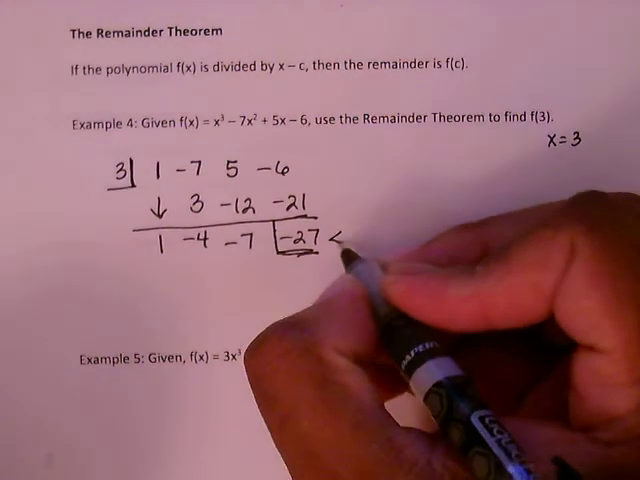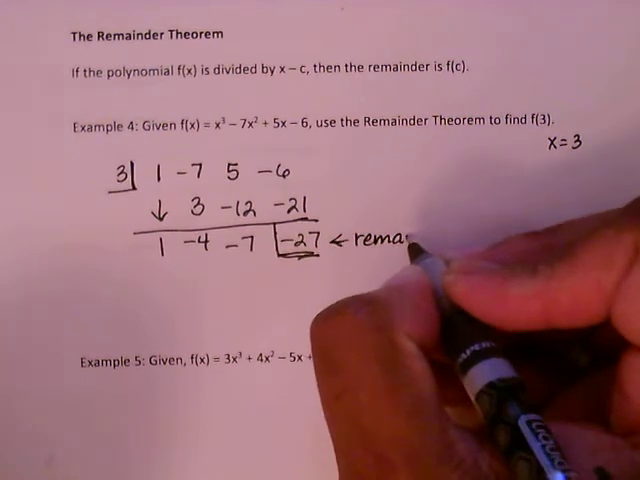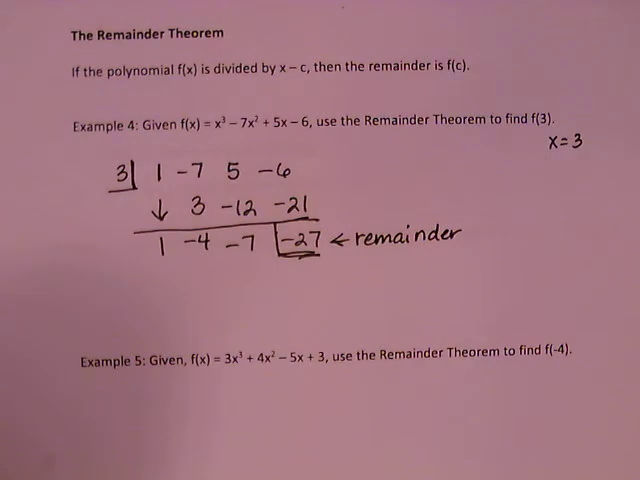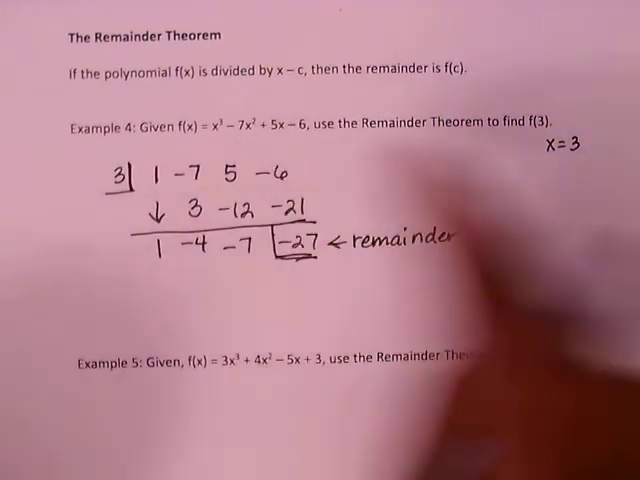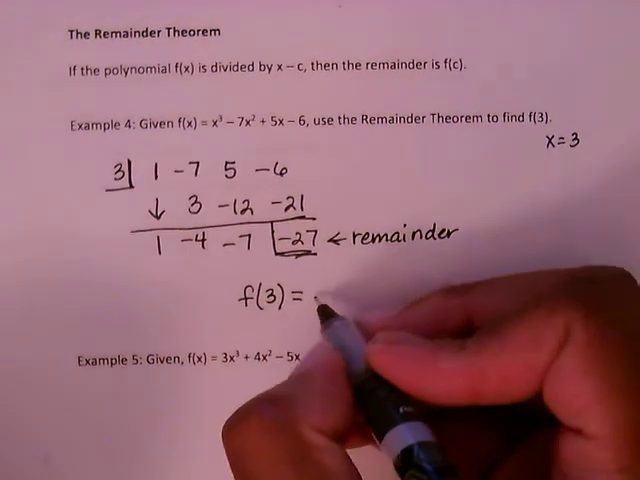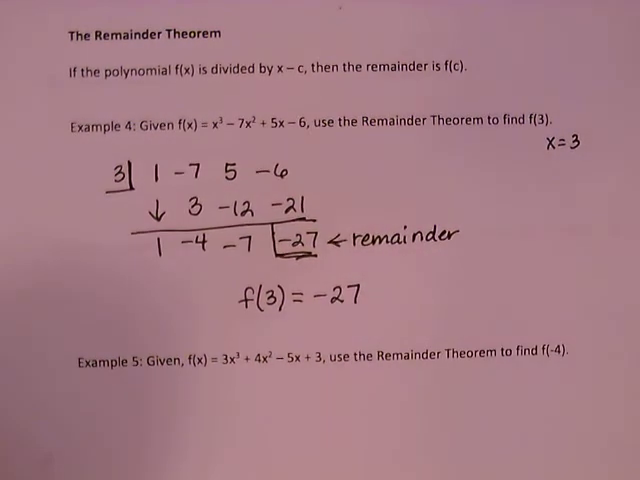Now, this last number in the last row is, of course, your remainder, the negative 27. Not only that, that represents the value of this particular function when x is equal to 3. So I can say here, f of 3 is equal to negative 27. Pretty much easy to do it this way when you're doing synthetic division than to substitute x in that function.